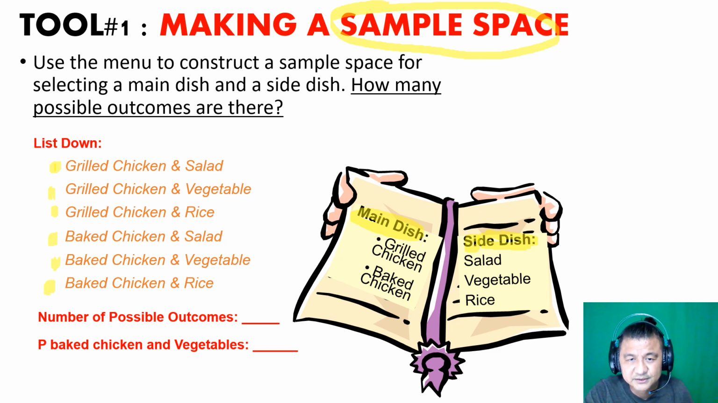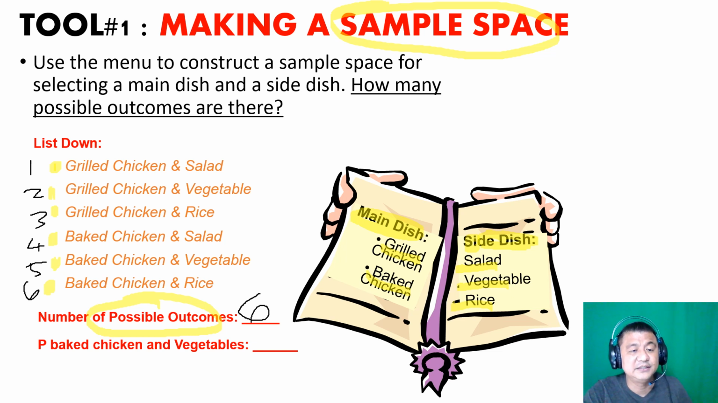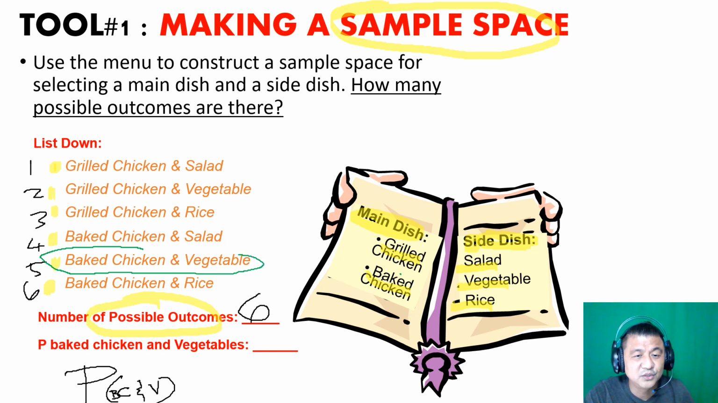Did I miss out anything? Look at the combinations. Did I use all of it? Yes, I did. Now, how many possible outcomes are the results? What possible orders could I have? One, two, three, four, five, six. Because I listed down, I can now say there are six. Now, I need the probability of baked chicken and vegetable. So, I look at my sample space here, baked chicken and vegetable. There's only one. So I write a probability. So how do I write that? 1 over 6. So you could say less likely, a customer will order that.